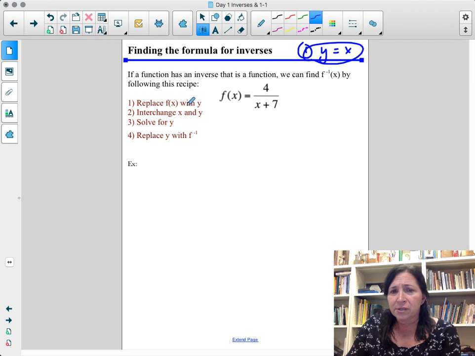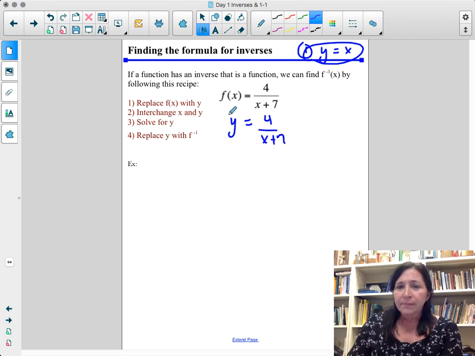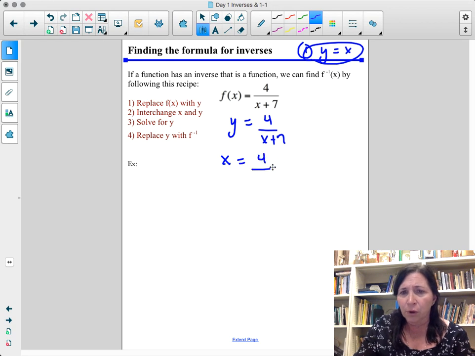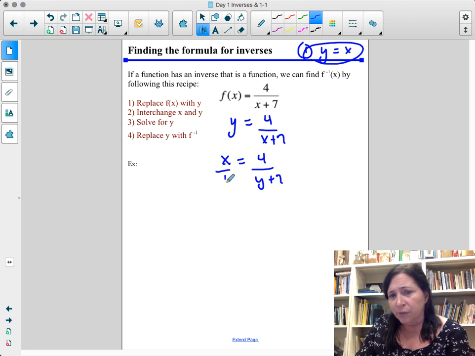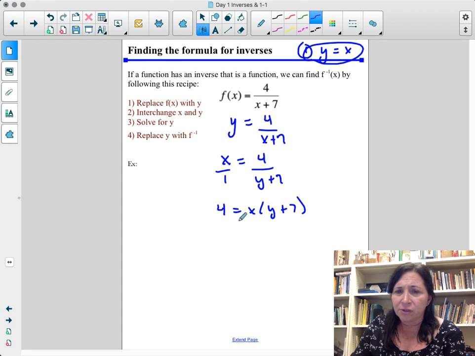And in doing that, there are some steps to finding an inverse algebraically. So the first step is you replace your f of x with y. So we have y equals 4 over x plus 7. And then the second step is to interchange the x and the y. So we have x now is equal to 4 over y plus 7. The next step is to solve for y. So in order to solve for y, I'm actually going to cross multiply. And so 4 times 1, that's 4, is equal to x times y plus 7. And I'm going to distribute. So I have 4 equals xy plus 7x.